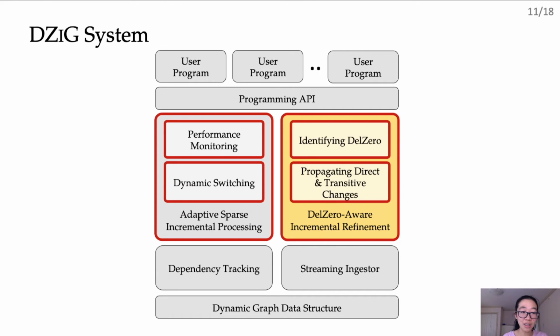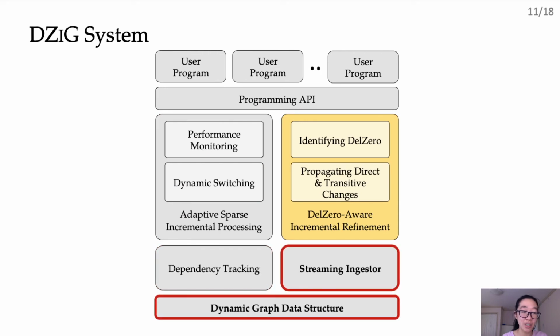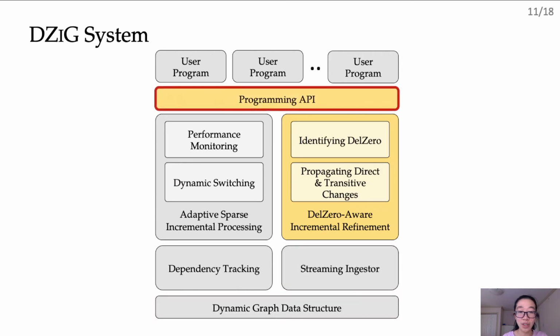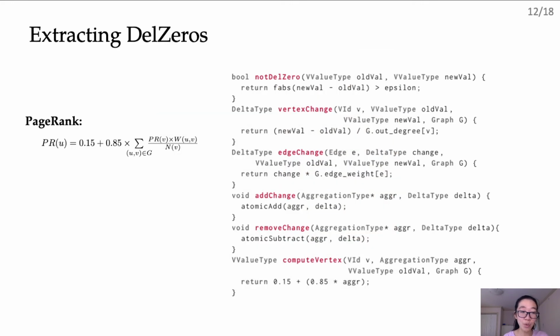I have presented the Delzero-aware incremental refinement strategy in DZiG, and I just briefly touched on the adaptive sparse incremental processing. There are also details about dependency tracking and our efficient dynamic data structure based on adjacency lists that enable fast graph mutation. All these details are present in the paper. But I would like to briefly talk about the programming model, which will also show how Delzeros get expressed in the runtime. Here I am showing how weighted PageRank can be easily expressed on DZiG.